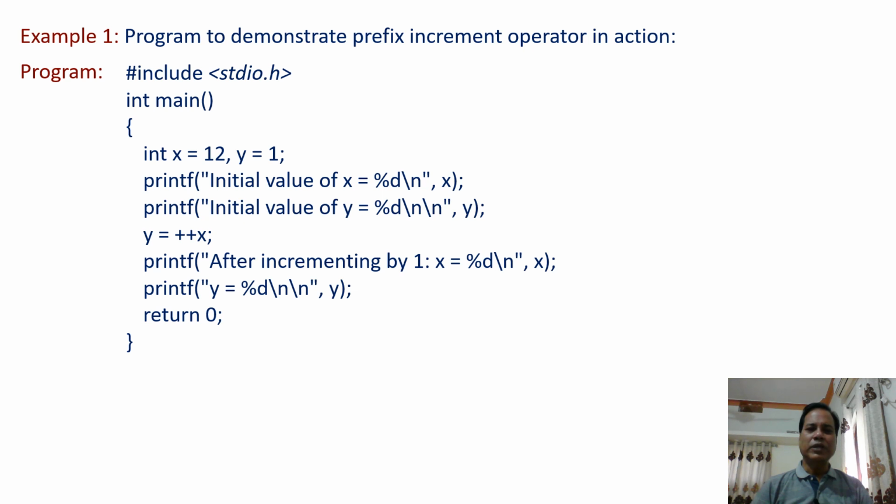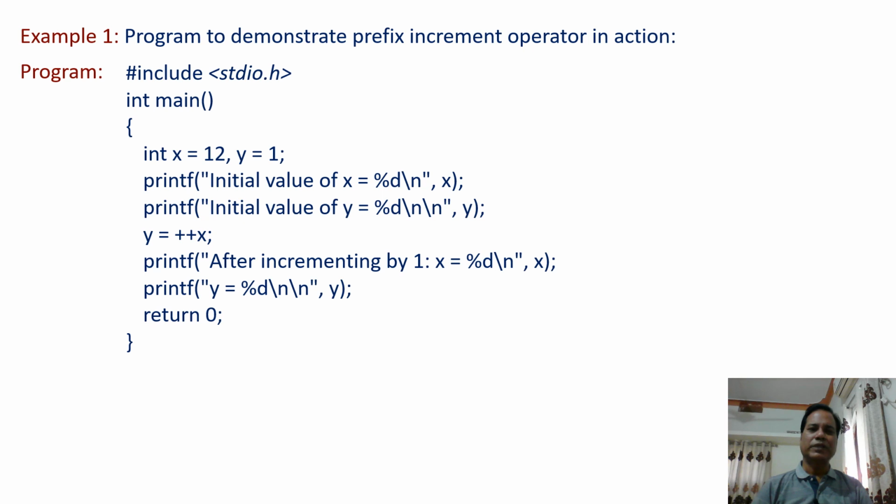So using the next printf statements, the values of y as well as x are printed on the output screen. So printf "after incrementing by 1 x =", and the value of x gets printed at this point. In a similar way, using the next printf statement, y = %d, and at this point the value of y is printed, and at the last return 0 is written, that indicates that everything is okay.